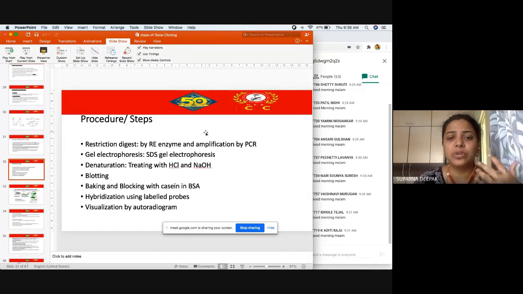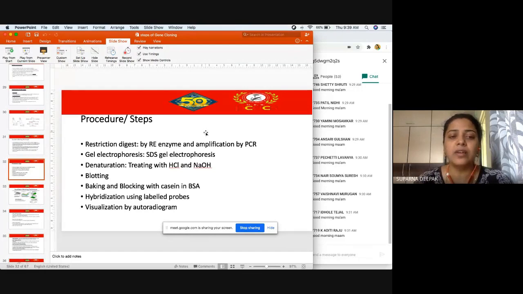So you do your amplification of that particular fragment, you do your restriction digestion, and then you do your gel electrophoresis so that you get your proper band. Once you get your proper band, this is your double-stranded DNA, so it has to be denatured. Treating with your HCl and NaOH will help in denaturation of this DNA fragment, and then you blot it. That means you transfer this DNA from your gel onto the nitrocellulose membrane.